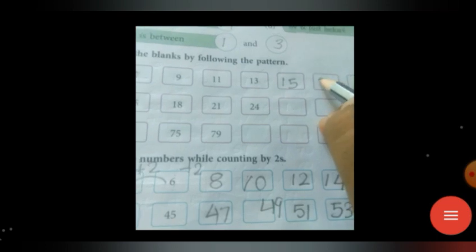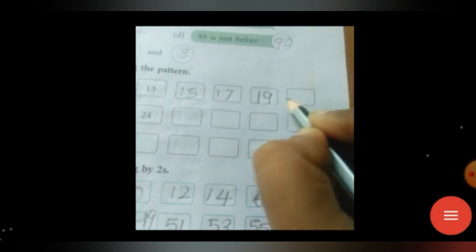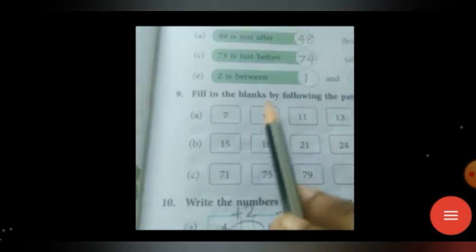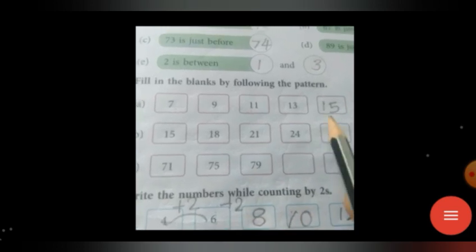Then 15 plus 2, 17. Then 17 plus 2, what is 17 plus 2? Yes, 19. 19 plus 2, yes, 21. This is the pattern. This is also called a pattern. Number pattern is this because the same number is adding, repeating the same number. That is a pattern.